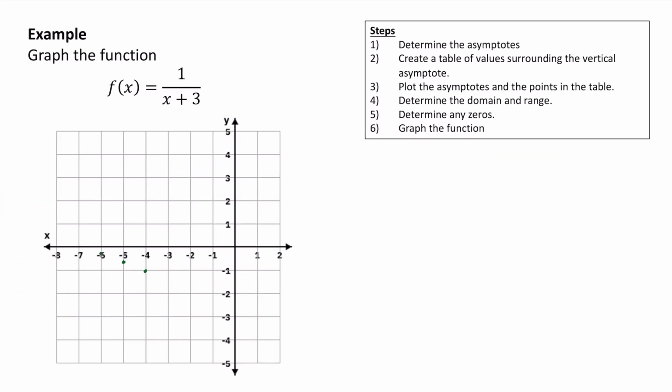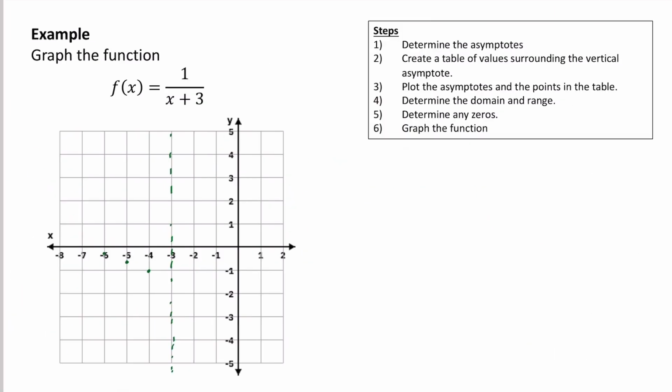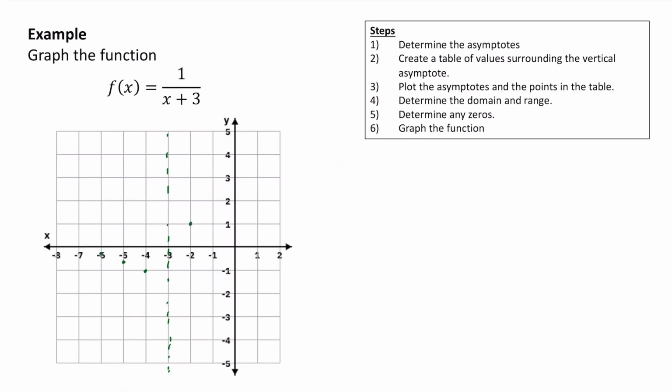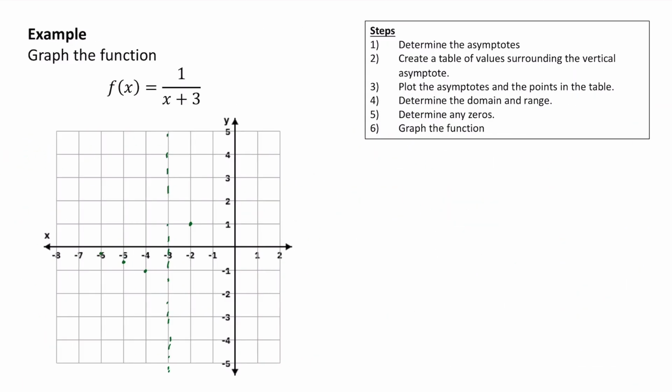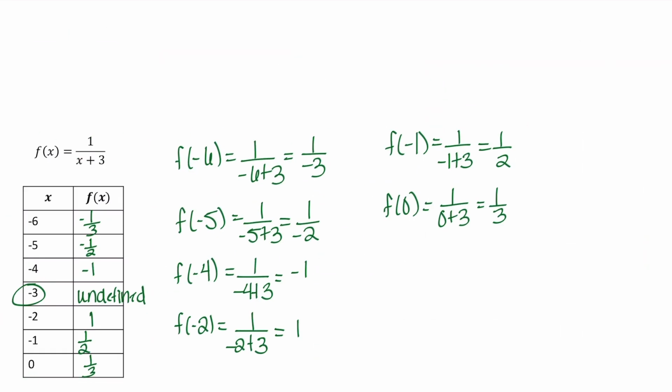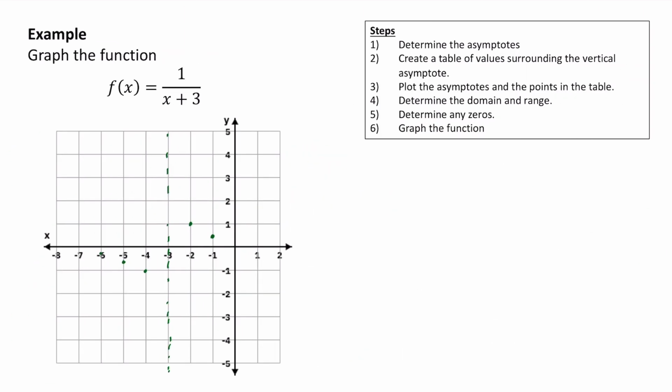And then we have the asymptote at negative 3. So I'm just going to draw in that dotted line. I know the asymptote is not technically part of the graph, but I'm just going to draw it so I know why my points kind of change. And then I have negative 2, 1. I have negative 1, 1/2. And finally, I have 0 and 1/3.